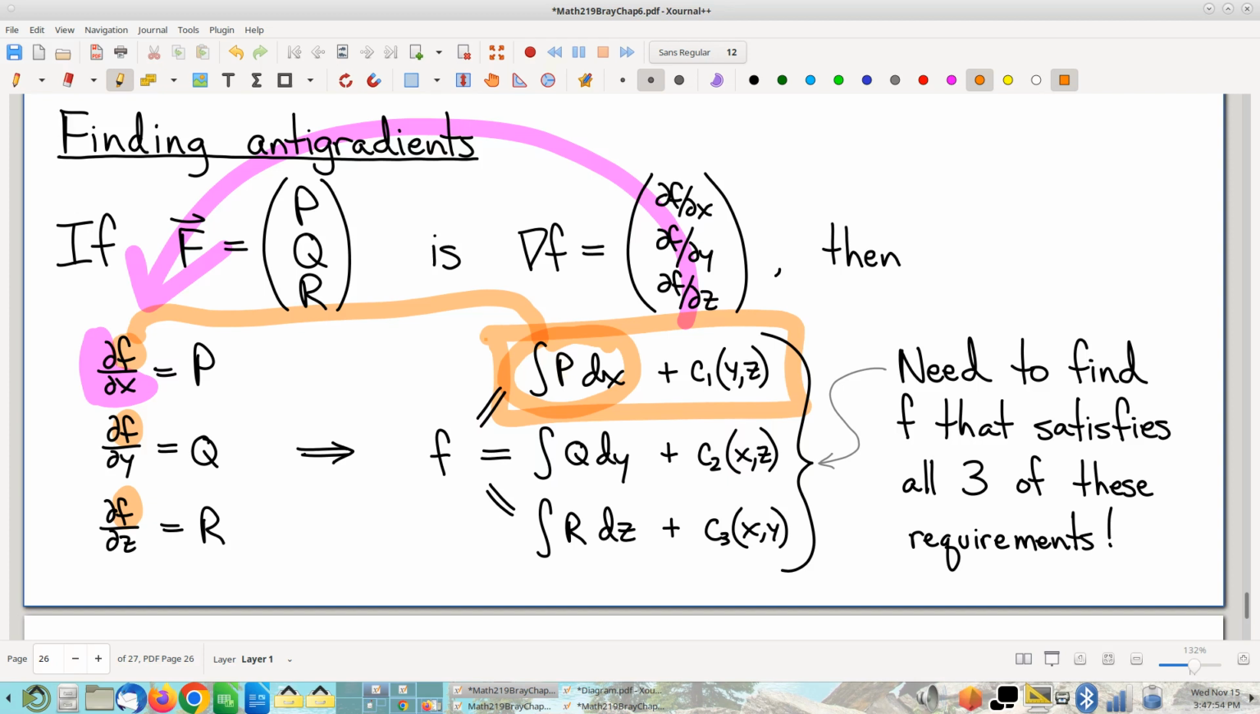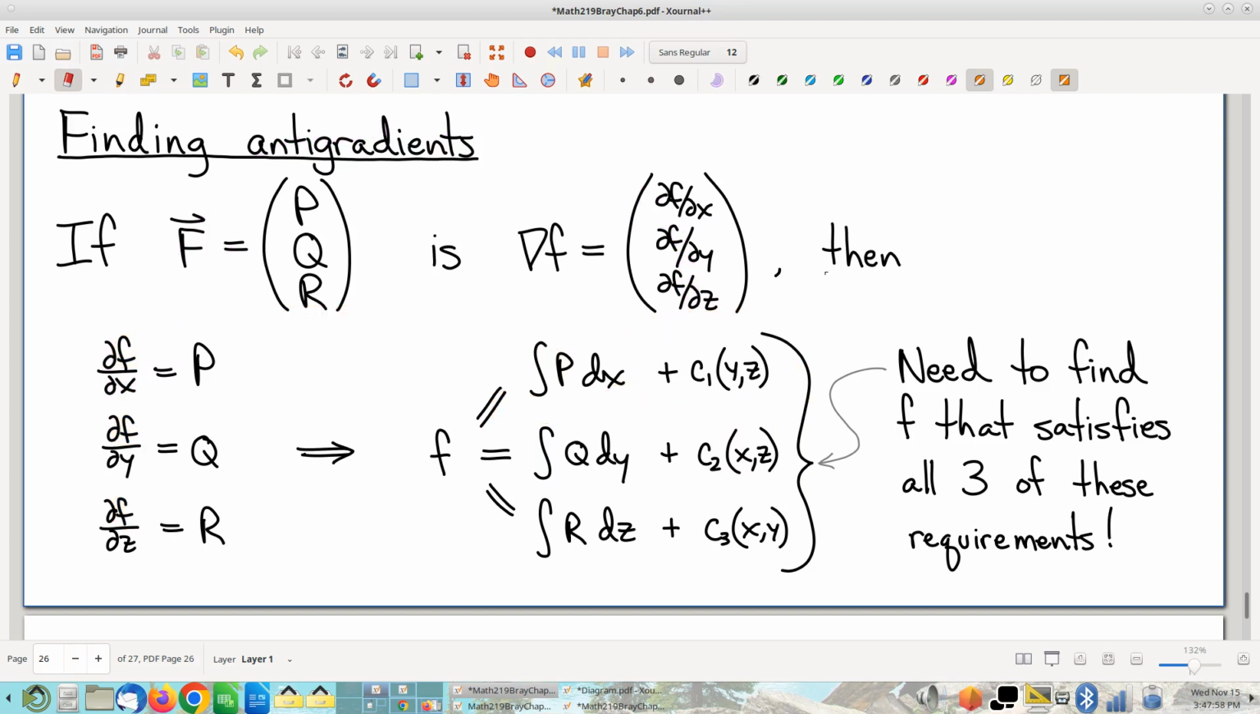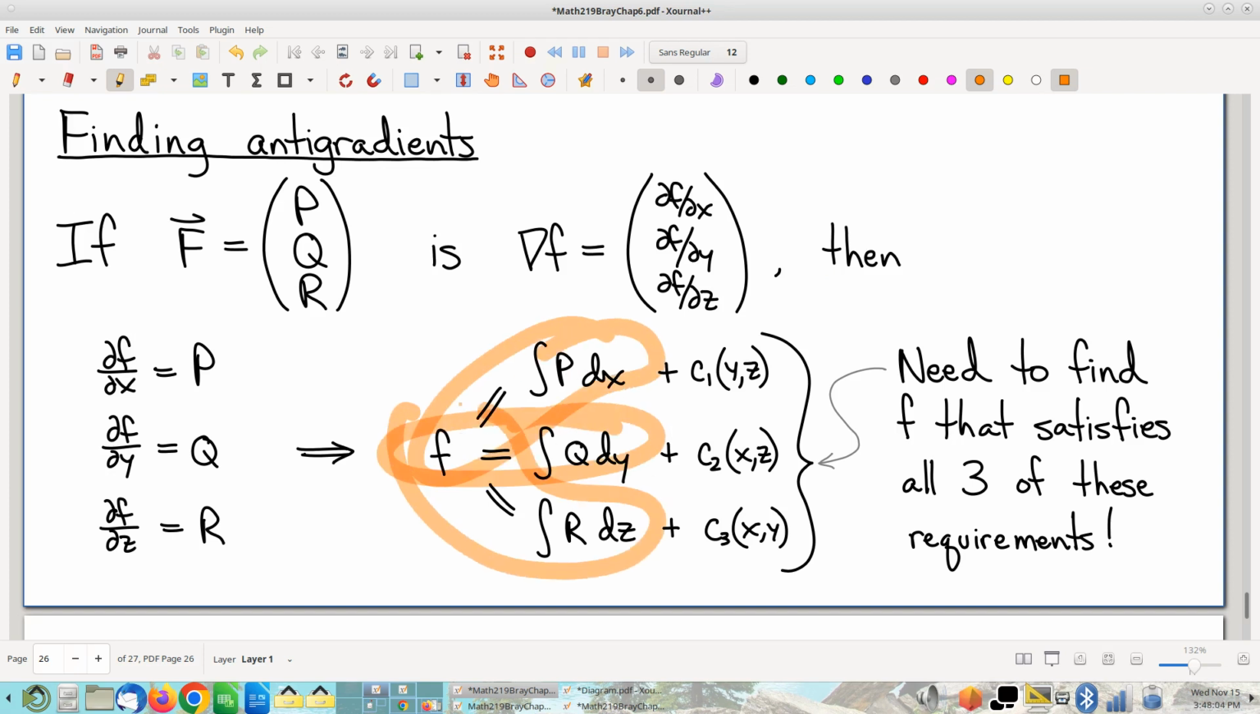All right. So now likewise, of course, for the y partial and the z partial. And so what we really have, it's not that I need f to equal this and this and that. That's not really quite true. When you find antipartials, you're finding arbitrary antipartials. Same with single variable derivatives.